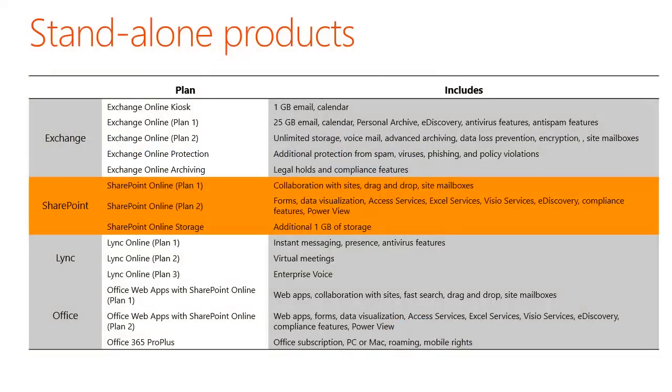As we said before, it's possible to buy SharePoint Online as a standalone product. So we will have SharePoint Online Plan 1 and SharePoint Online Plan 2. SharePoint Online provides regular functionalities, so collaboration with sites, drag and drop, site mailbox and so on. If your customer needs something more and additional functionalities, like for example forms, data visualization, Access Services, video services and so on, then enterprise features are needed, and it is strongly suggested to provide this kind of customer SharePoint Online Plan 2.